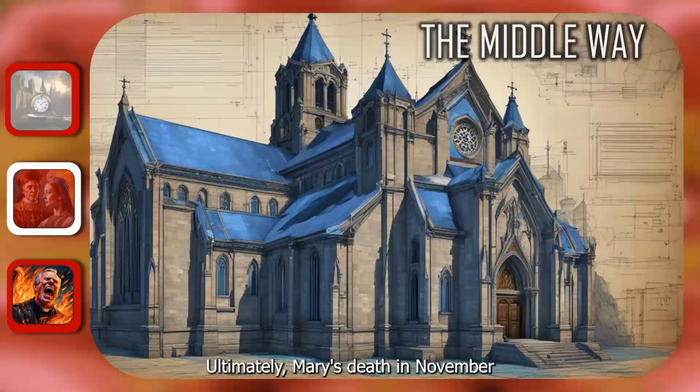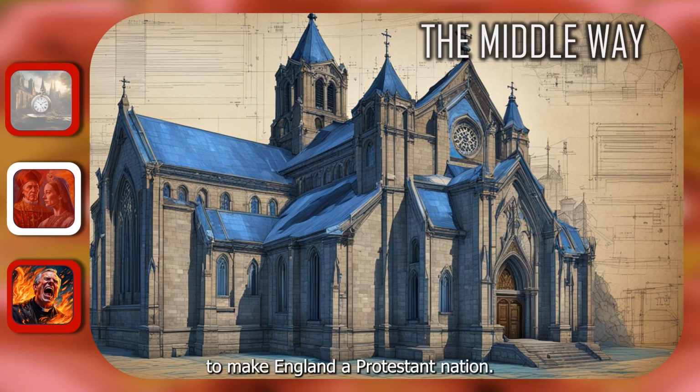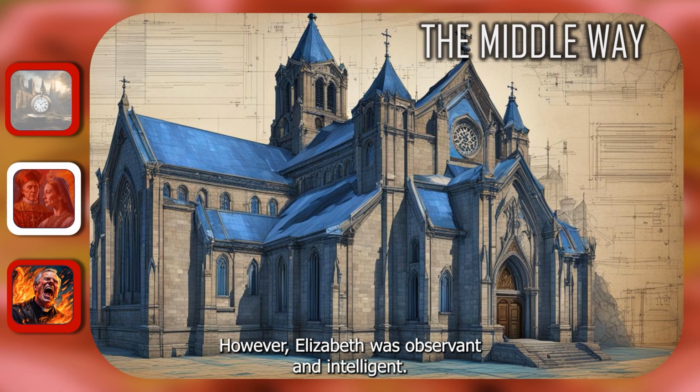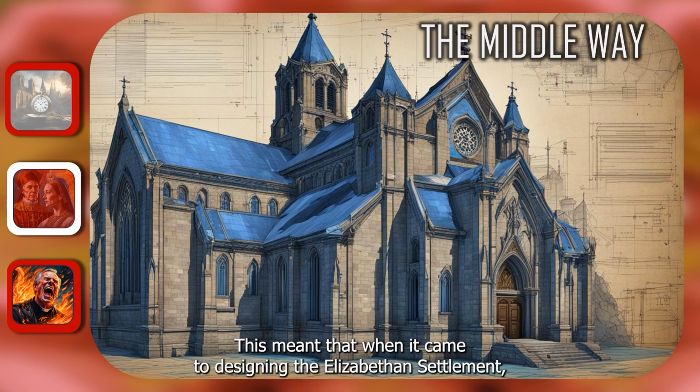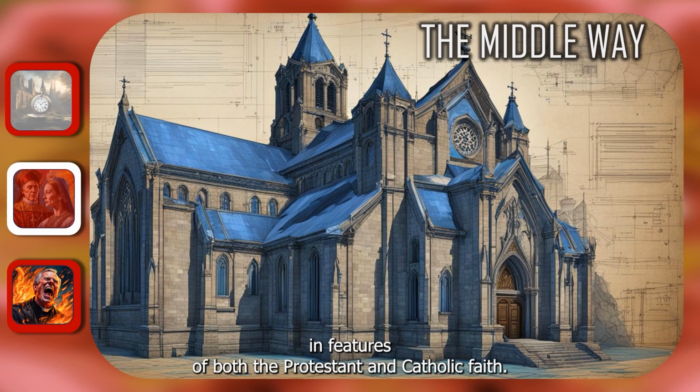Ultimately, Mary's death in November 1558 brought the restoration to an abrupt end. Elizabeth ascended the throne with the clear intention to make England a Protestant nation. However, Elizabeth was observant and intelligent. She had seen how important the ceremonial aspects of the Catholic faith were to the common people. This meant that when it came to designing the Elizabethan settlement, she pushed for what became known as the middle way, a compromise in features of both the Protestant and Catholic faith.